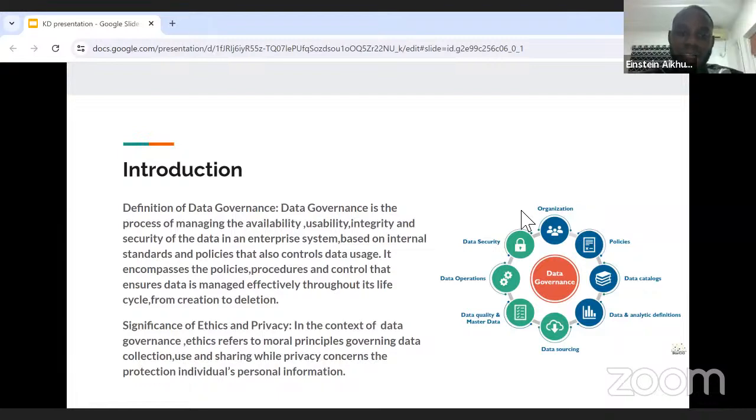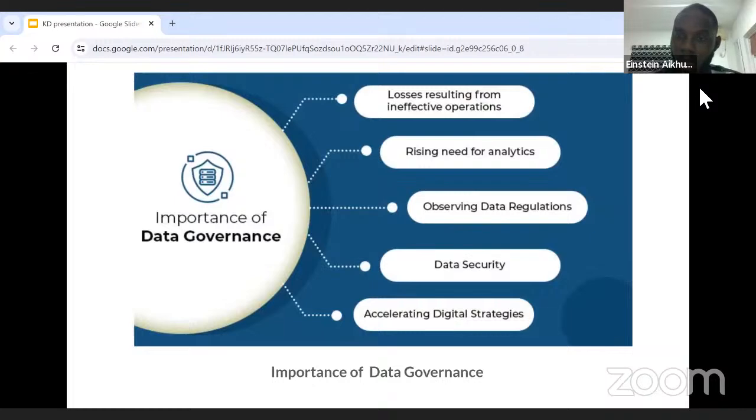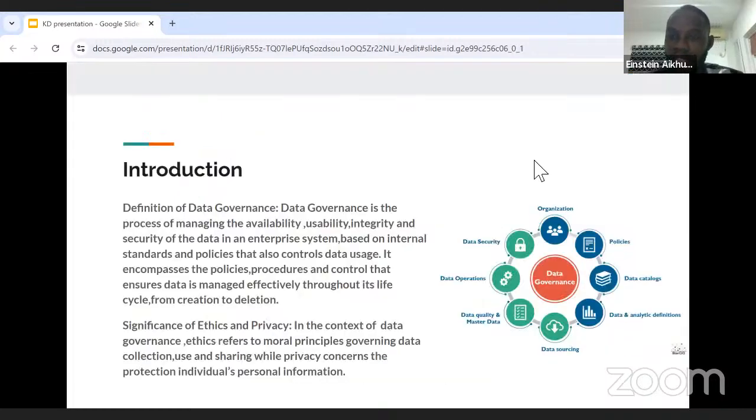Now, the ethics and the privacy are enveloped in data governance. Data governance basically envelopes all of that. We have the organization, the policies, the data catalogs, the data analytics and definitions, data sourcing, data quality and master data, and data operations and data security. So it basically envelopes all there is, and the whole main body is called data governance, how they manage it.